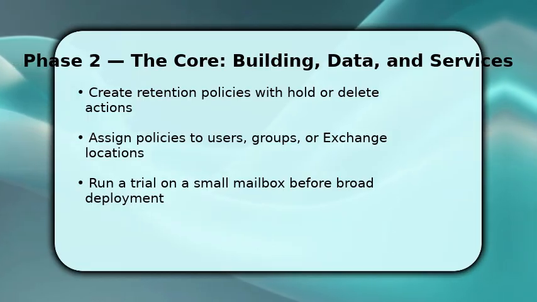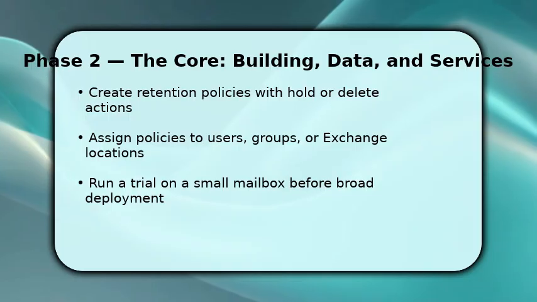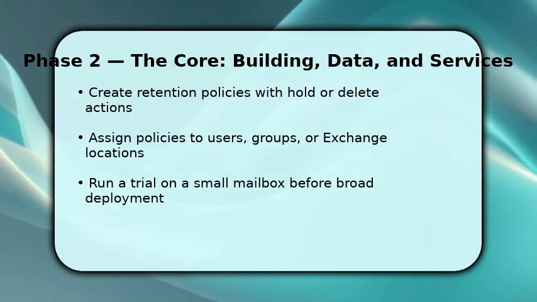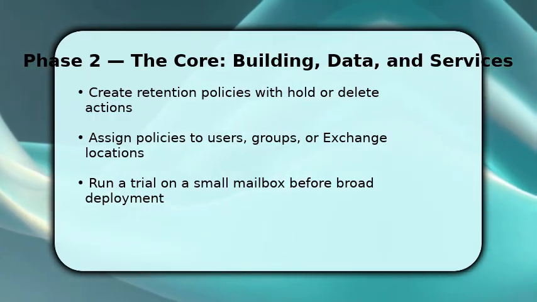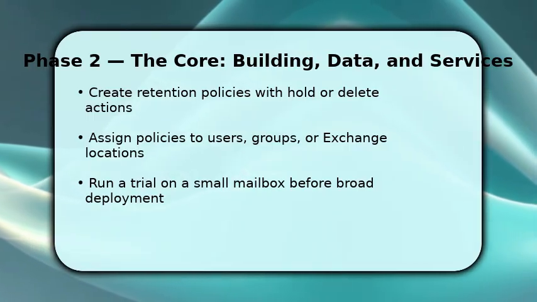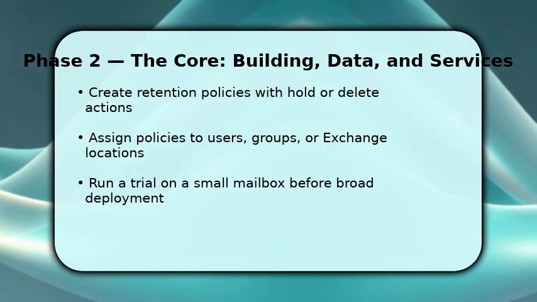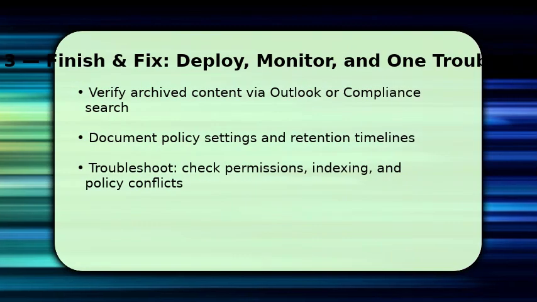Once done, assign those policies to target mailboxes, groups, or Exchange locations. Make sure inheritance and conflicts are reviewed. Then start the archival job or retention action and monitor progress in the Compliance Center. Make sure to run a trial on a non-critical mailbox first, because that surface check reveals permission or filter issues without affecting production users. You finish by verifying archived content.